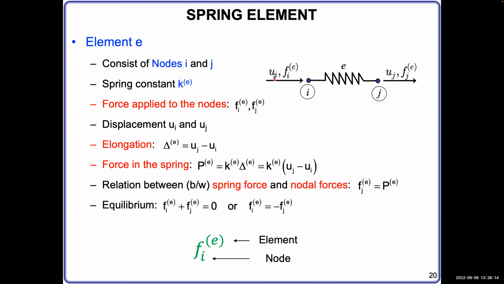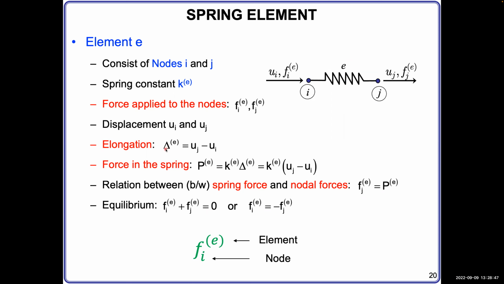Now, once we know UI, UJ, we assume all the displacements are from the left to the right. Once we know that, we will be able to find out the net length change of this spring. That is actually UJ minus UI, because this is the x direction. UJ minus UI gives the net change of the displacement.